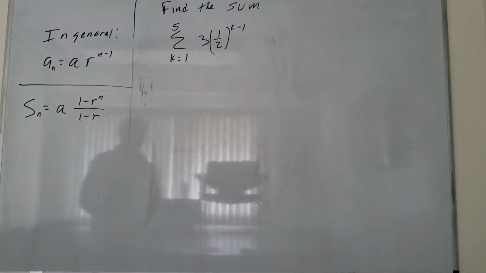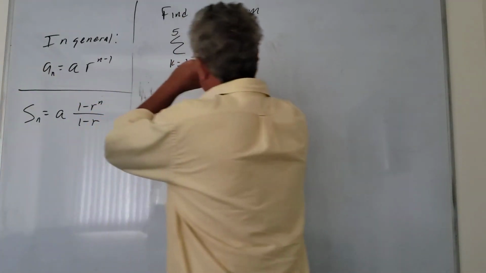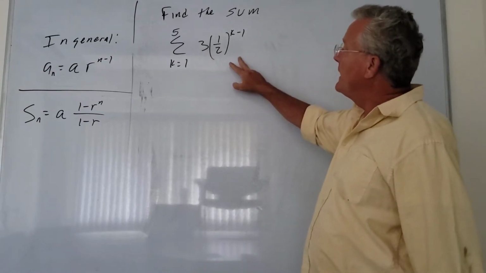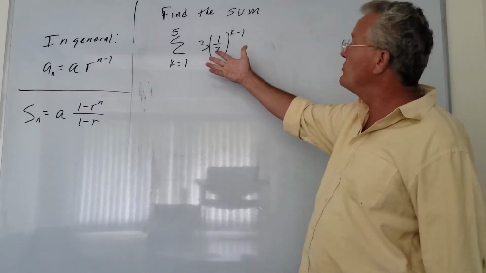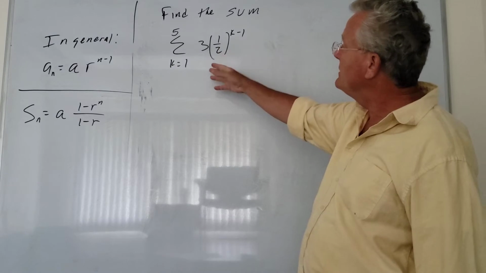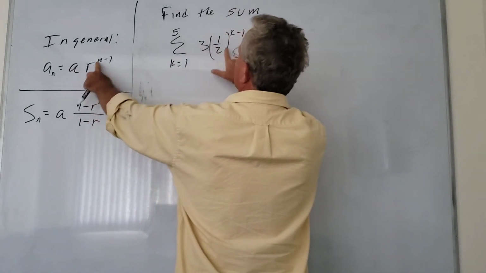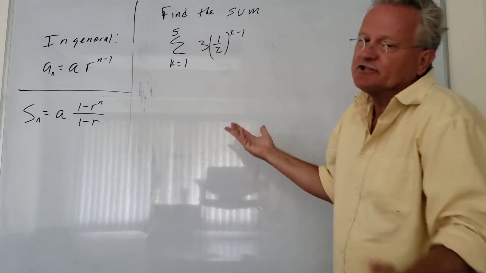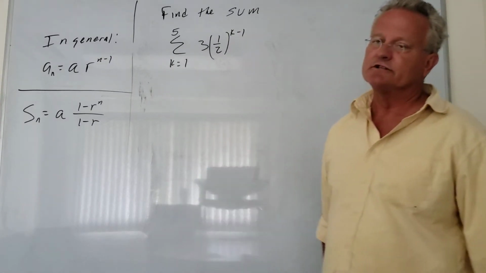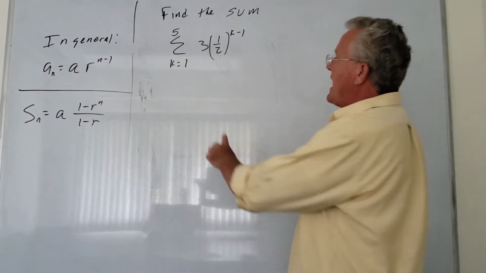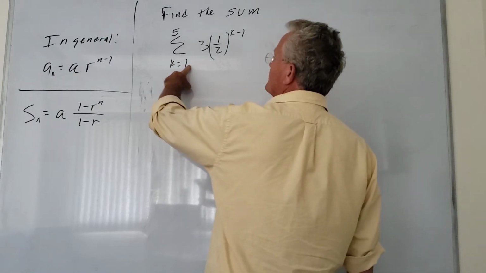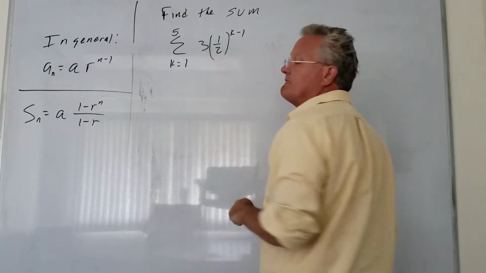All right, so here we're asked to find the sum of this particular sequence from 1 to 5. And first of all, we want to notice this is geometric because it's of the form a times r to the k minus 1. It's k in this case because this has a k. And we want to add up the first 5 terms, 1, 2, 3, 4, and stop at 5.